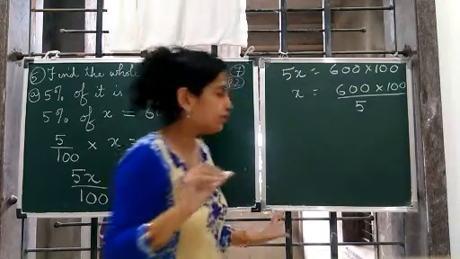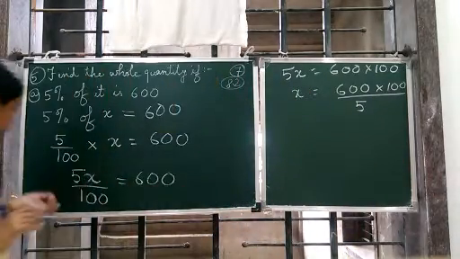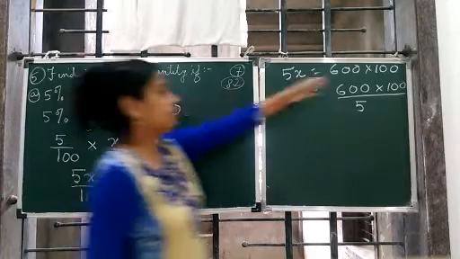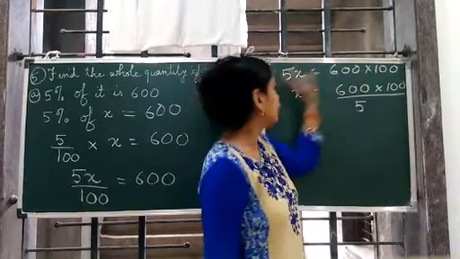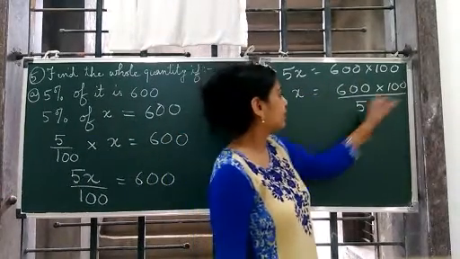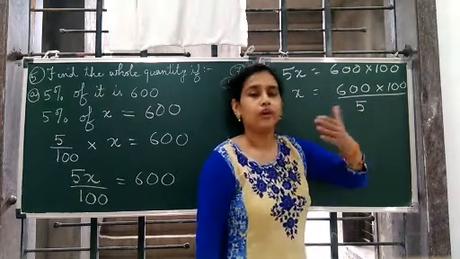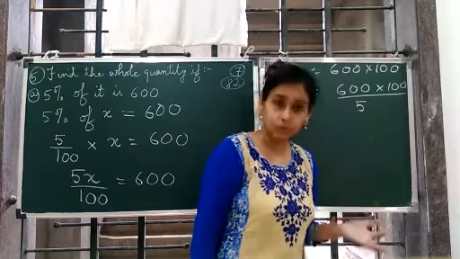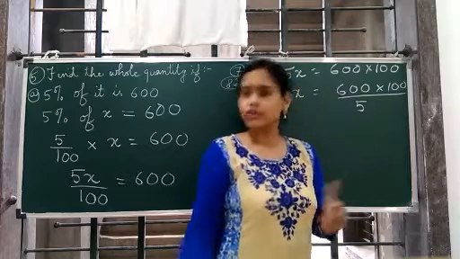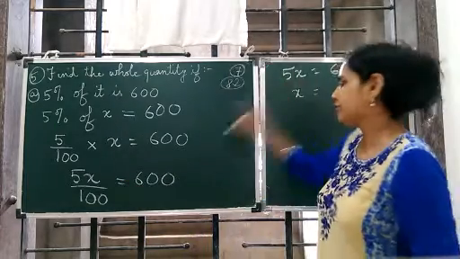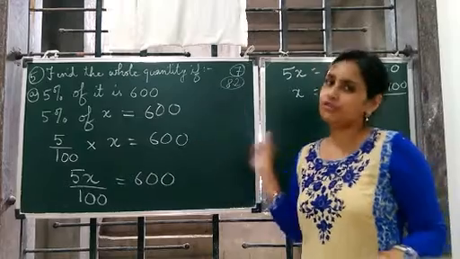Now children, one thing I would like to tell you, you can shift both of these in one step. If you want, you can shift both 100 and 5 together like this, 100 in multiplication, 5 in division. But if you are not able to do it, you may get confused, you may do something wrong. So it's better to go step by step. That is, first we shift 100, then we shift 5.